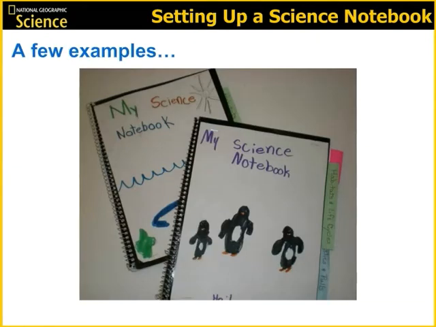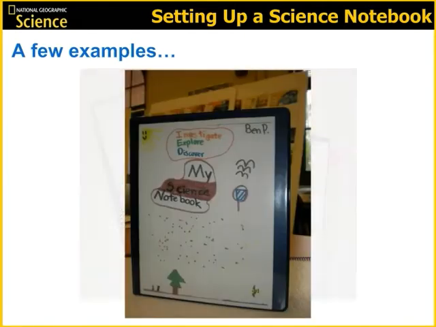When it comes to setting up your science notebooks, there are many options. This teacher has a spiral notebook for each student, and she uses index cards to separate each section of the unit. This teacher uses a 3-ring binder, which makes it easy for students to insert pages when necessary, and plastic sheet protectors are used so students can store some of their work.